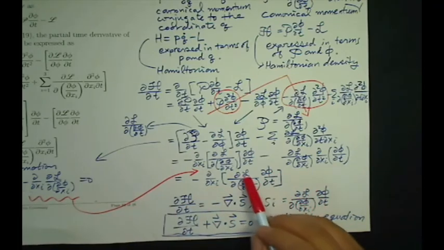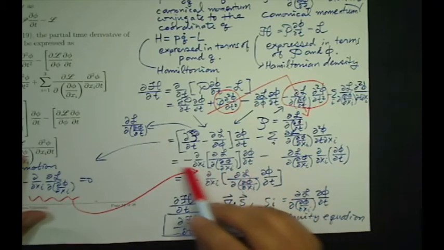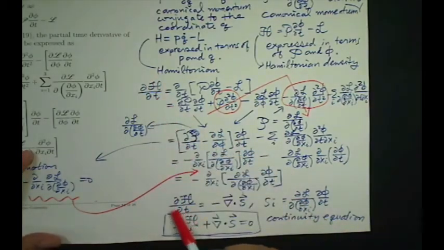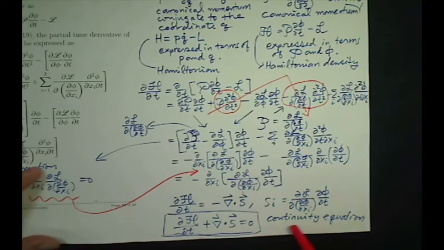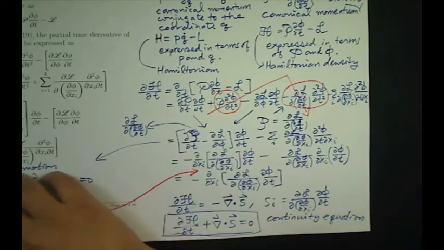So substitute this one in here. We find this partial time derivative of the Hamiltonian density is a minus divergence of the vector. Move this one to the left-hand side. We find that this is a kind of continuity equation. So there is some conservation law hidden in here.